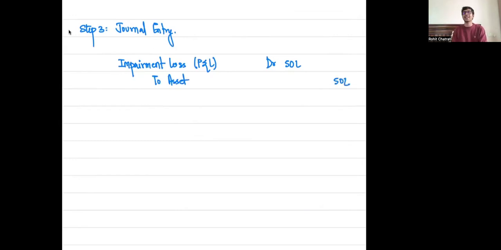All right. So by crediting the asset, what we are doing is we're reducing the value of the asset. The asset's book value was 300 lakhs. We're now crediting the asset by 50 lakhs, and that is going to bring down the value of the asset in the books by 50 lakh rupees. Crediting the asset is basically going to bring down the value of the asset by 50 lakh rupees.